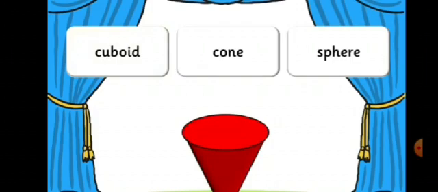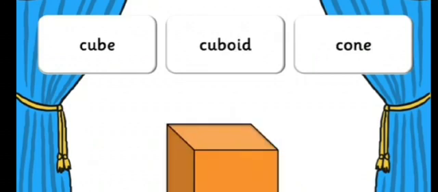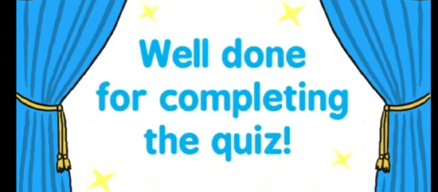Now here is a shape and the options are cuboid, cone and sphere. And the right option is cone. Very good. Here we have a shape and the options are cuboid, cylinder, sphere. And the right answer is sphere. Well done. Now let's see the options of this shape: cube, cuboid, cone. It's a cube. Well done for completing this quiz.